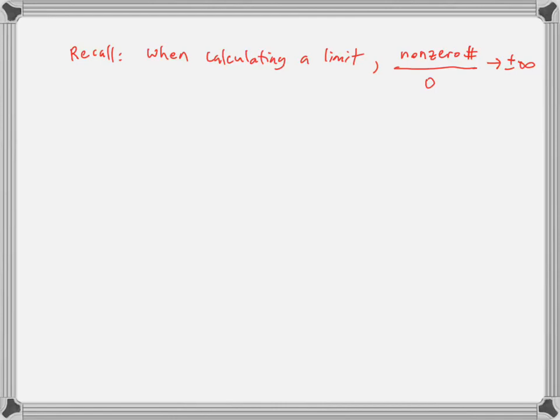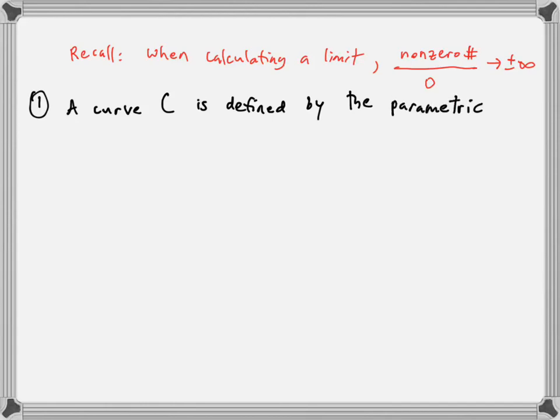All right, so we're going to do a nice example here. This is going to be a really involved example, but we're going to analyze a parametric curve using what we know and using these new formulas, okay? Example 1. A curve C is defined by the parametric equations x equals t squared and y equals t cubed minus 3t.